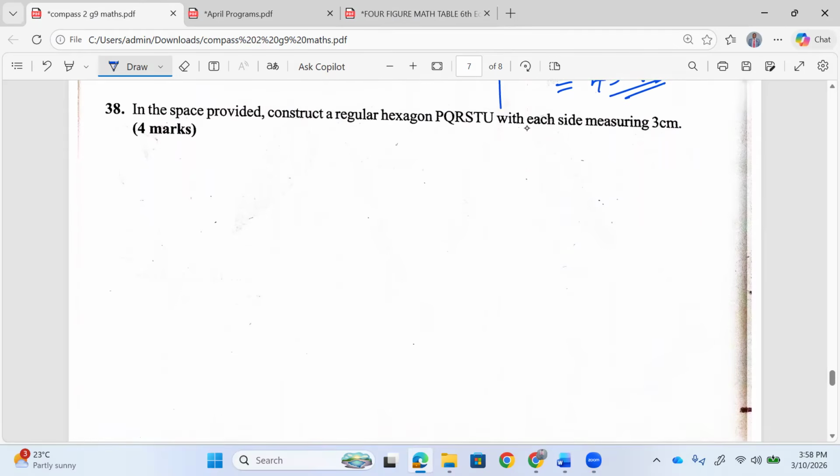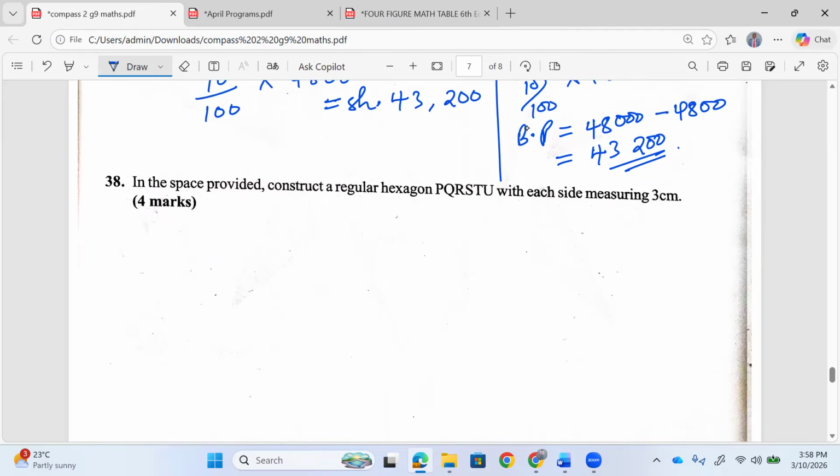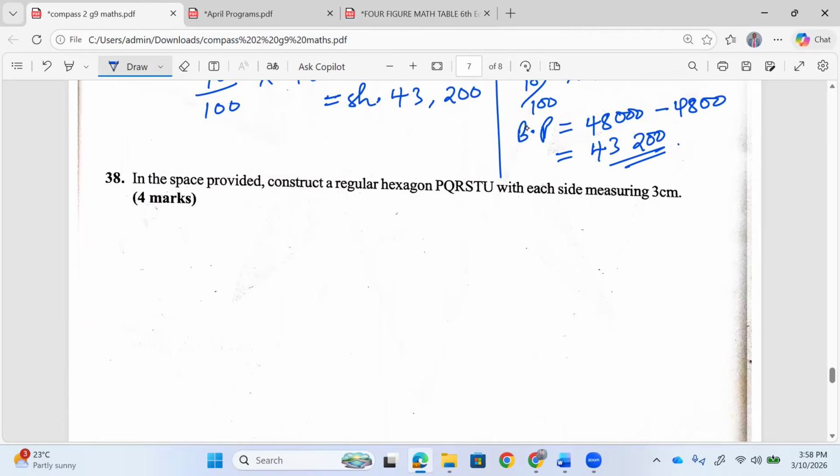38, it's a question on geometry. In the space provided, construct a regular hexagon PQRSTU with each side measuring 3 centimeters. This is a very good question. You're supposed to know that when you are constructing regular hexagons, the first thing, okay, regular polygon, it can be any polygons.